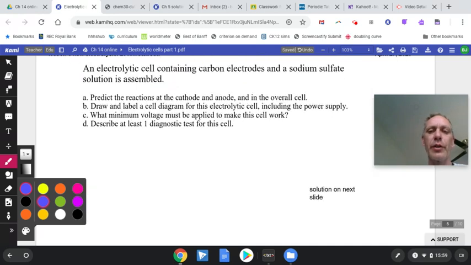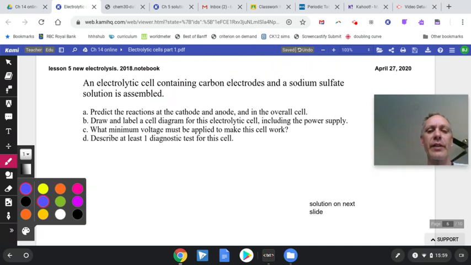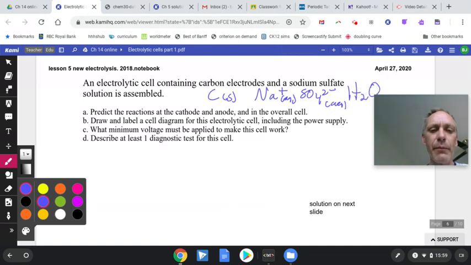Electrolytic cell number 2. This is an electrolytic cell containing carbon electrodes and a sodium sulfate solution. So Na plus, SO4 2 minus, and water. 5-step method. These are the major entities present.